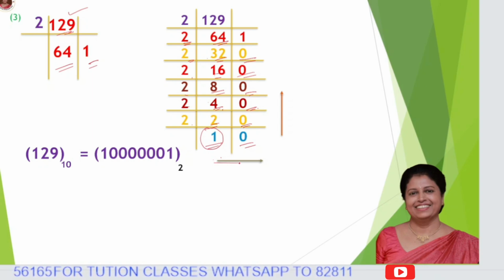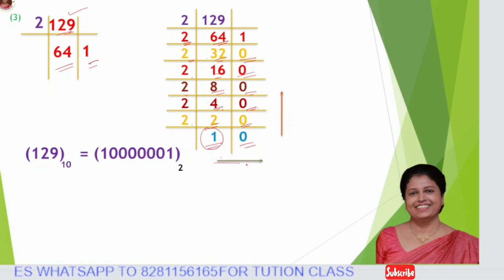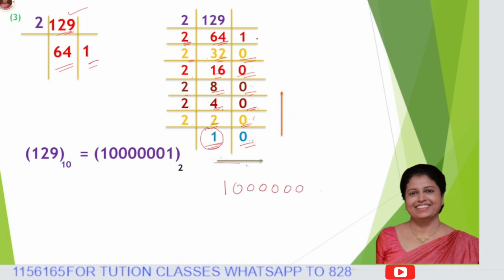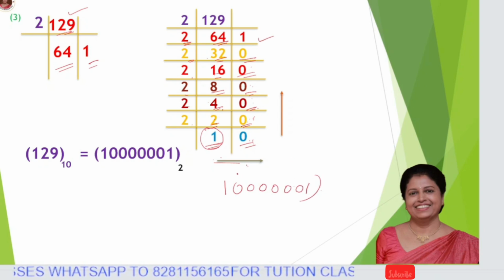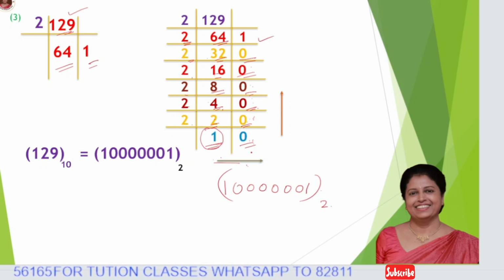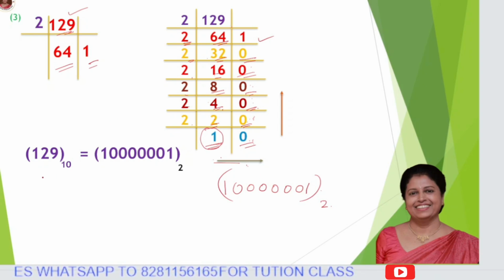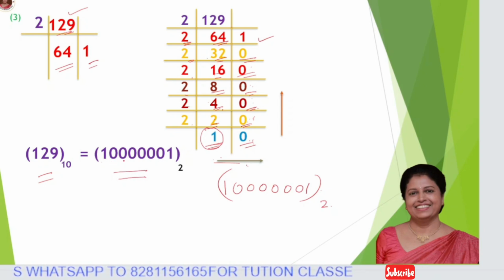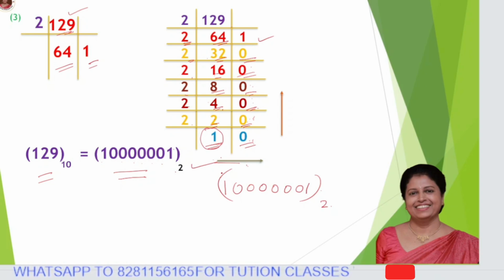And we can start from here writing the binary number. So we can start with this 1, then 1, 2, 3, 4, 5, 6 zeros, then 1. So this is the binary number which is equivalent to 129. So we have converted this 129 to binary number 100000001 to the base 2. Okay, I think all of you understood this, is it?